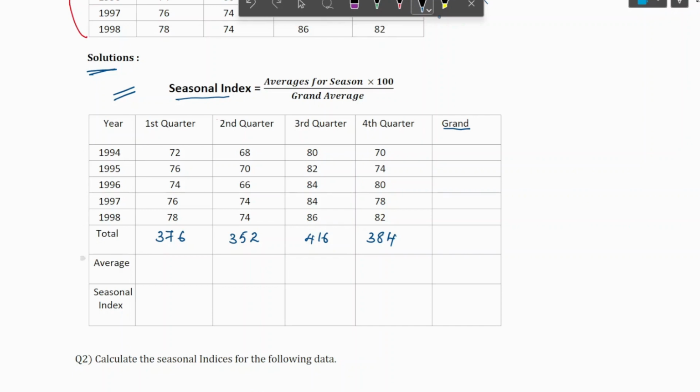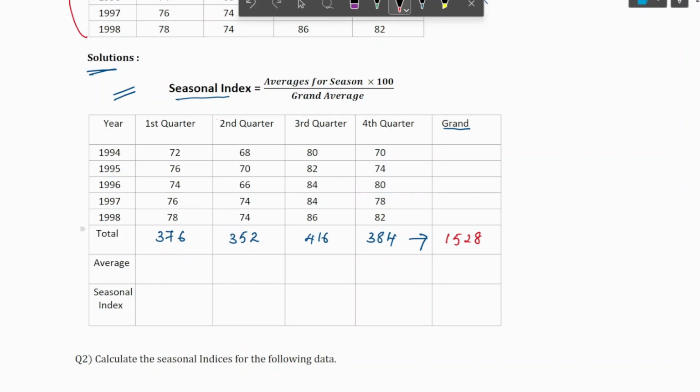This is grand total. Okay, total is on the left side here, row grand total. That means you are going to add this row. Here you are going to get 376 plus 352 plus 416 plus 384, you are going to get 1528.